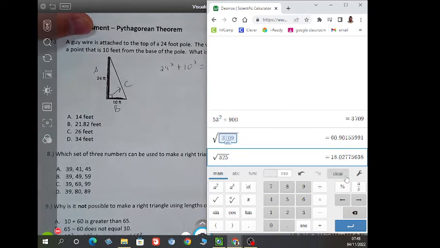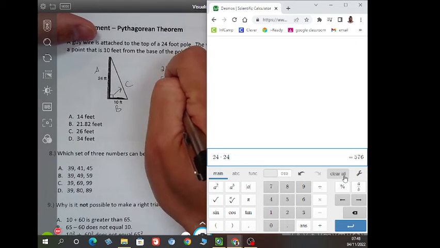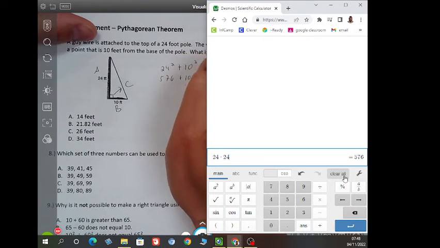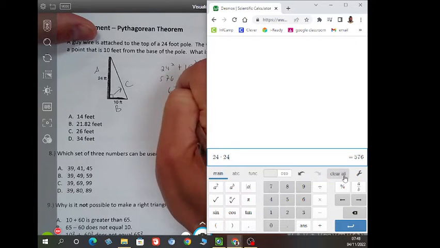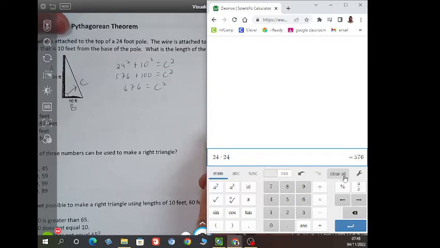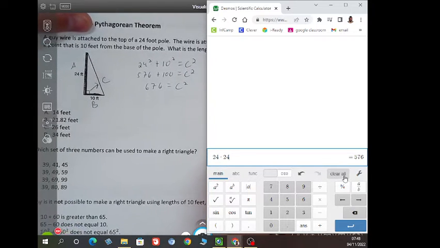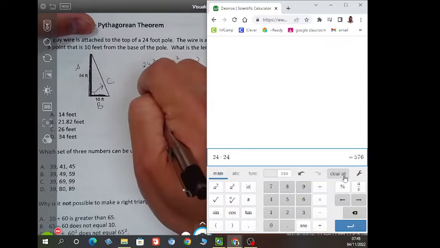Let's clear everything here and do 24 times 24. That's 24 squared, so it's 576. So this is 576 plus 100 equals C squared. I add those up, you get 676 equals C squared. And then the last step is to take the square root of both sides.